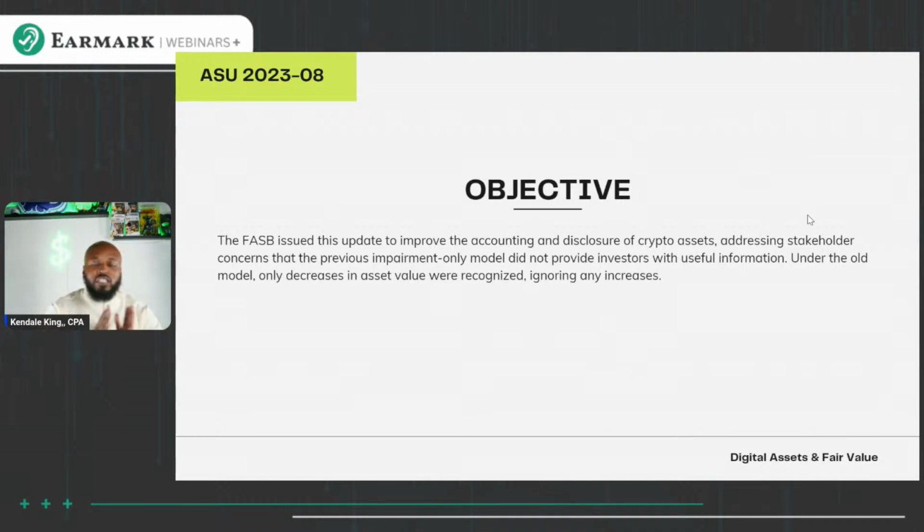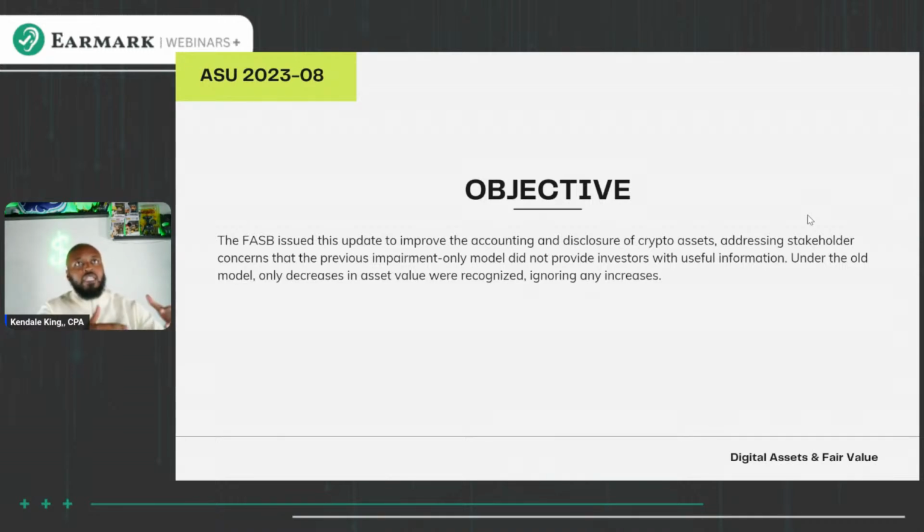So the objective was that the FASB issued this to improve the accounting and disclosure of crypto assets. Again, one of the biggest things that people had always mentioned and complained about was, how do I value my assets? Initially, the way that it was measured was via rules that it was an intangible asset. So you would hold it at cost and you would impair down.